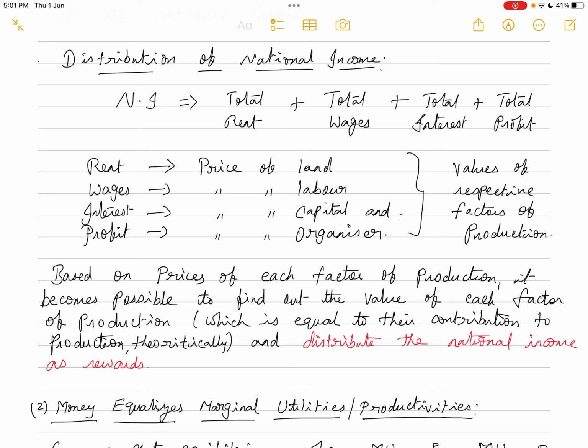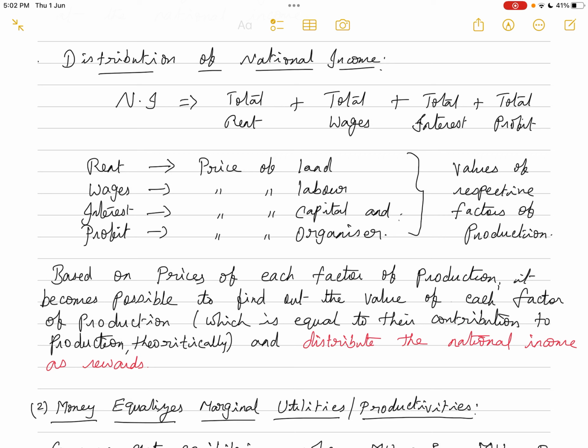Based on the prices of each and every factor of production, it becomes possible to find out the value of each factor of production, which is equal to their contribution to production. Theoretically this is how the prices of factors of production are fixed, but practically it might depend upon the demand and supply of factors. So many other factors are there, and they distribute the national income as rewards.